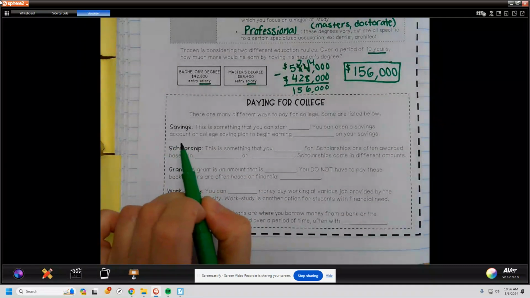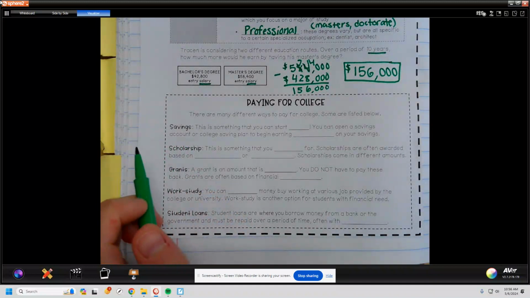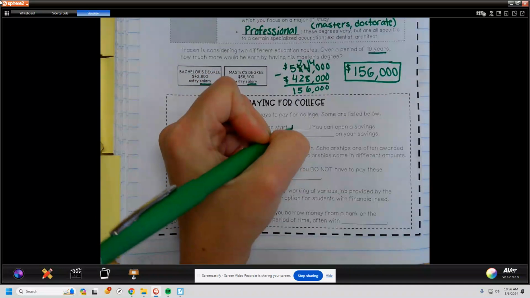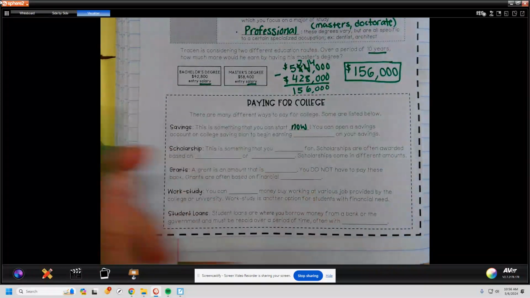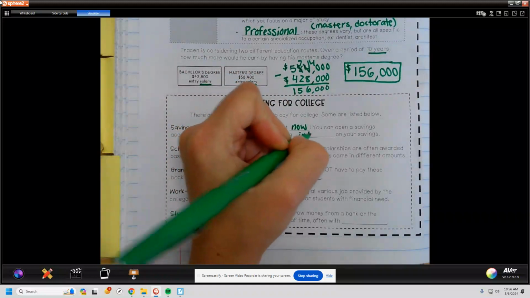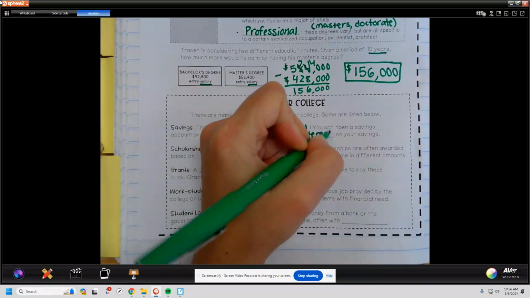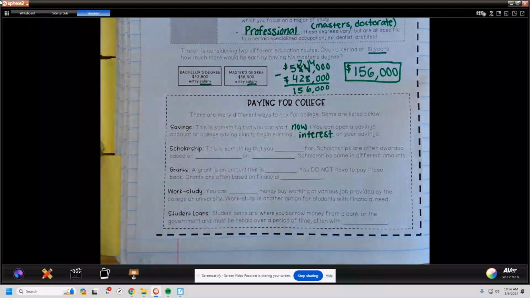So first thing, pretty obvious, savings. Most people have an account where they are saving money for college. If you don't have one, that's something you can start now. You guys still have several years till you are going to think about going to college, so start saving now. Because if you open a savings account, you can earn interest. So the bank will pay you interest on your savings, and you can make a little extra money.